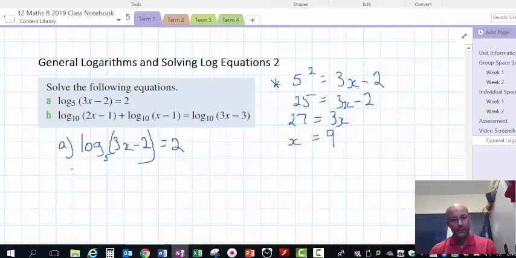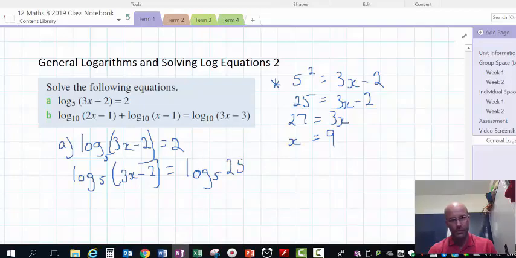The other way of doing it is crafty. We're rewriting the left hand side. How can we write the right hand side as a log to base 5? Well, because we know 5 squared is 25, we can use that information. Log to base 5 of 25 is 2. So we can do some rearranging now.